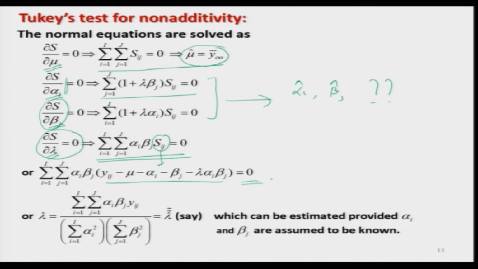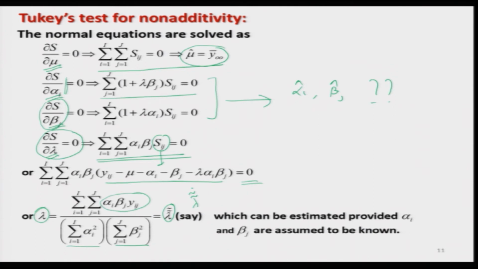Now, if you solve this equation and use that summation alpha_i equal to 0, summation beta_j is equal to 0, then you can obtain lambda equal to double summation alpha_i beta_j y_ij divided by summation alpha_i square summation beta_j square, like this, right. And let us indicate this value by lambda double tilde. You can see here I have made lambda with a tilde and one more tilde here, and you have to keep in mind this symbol.